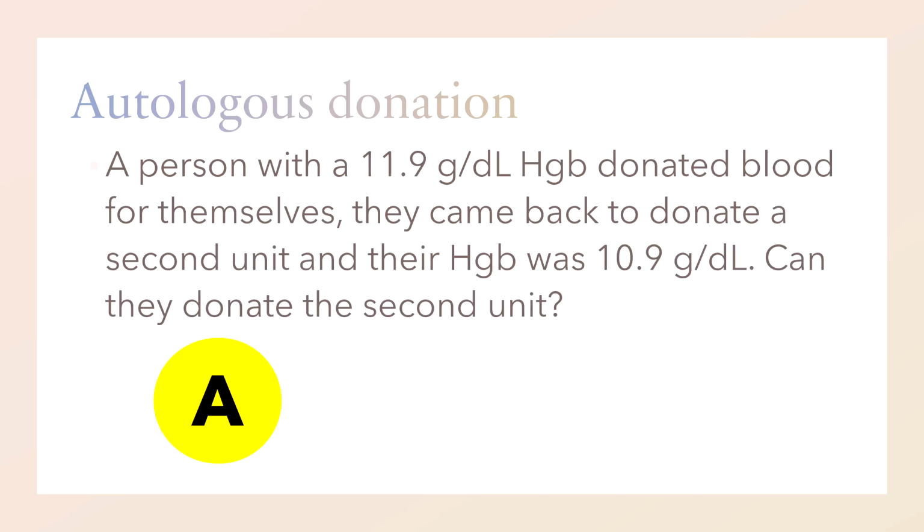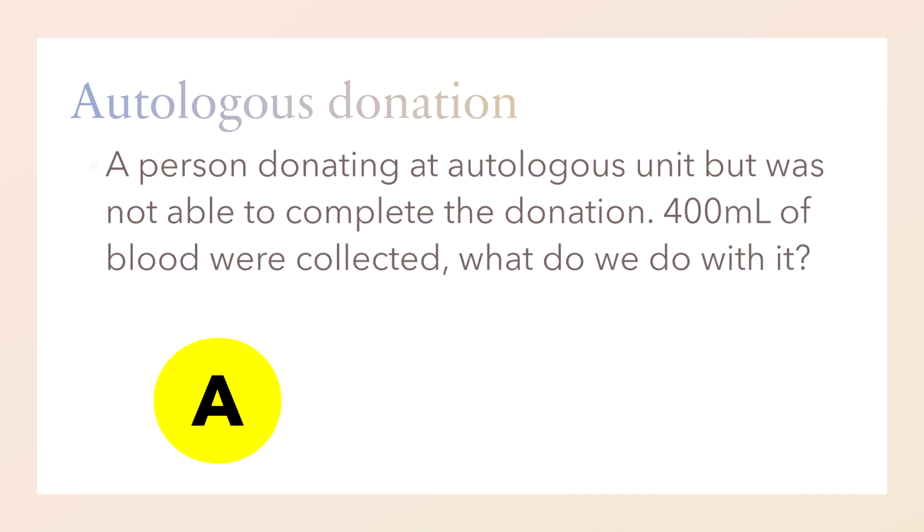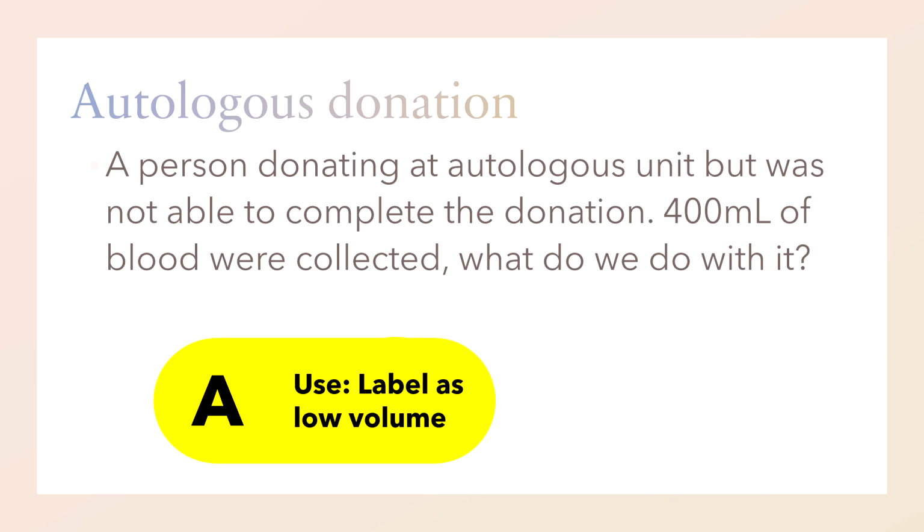A person with an 11.9 grams per deciliter hemoglobin donated blood for themselves. They came back to donate a second unit and their hemoglobin was 10.9 grams per deciliter. Can they donate another unit? No, the hemoglobin must be greater than or equal to 11 grams per deciliter. A person donating an autologous unit was not able to complete the donation. 400 milliliters of blood were collected. What can we do with it? We can use it if it's labeled as low volume.